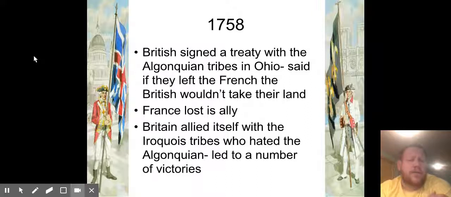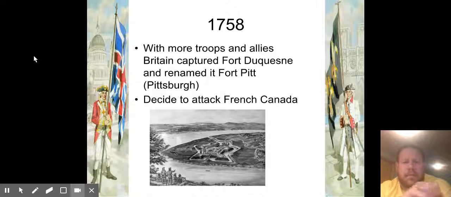The British also allied themselves with the Iroquois tribes, who hated the Algonquin, which helped the British against the French and the Algonquin allies, because they lost those tribes in the Ohio Valley, they lost that area, and the dominoes started falling. They captured Fort Duquesne and called it Fort Pitt. Nowadays it's Pittsburgh, hence why you see that happening there.